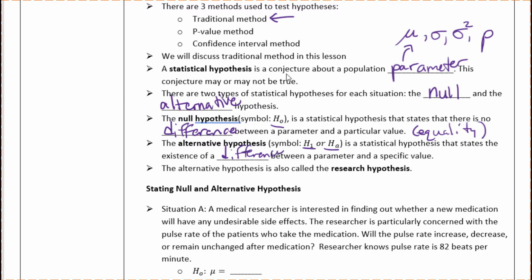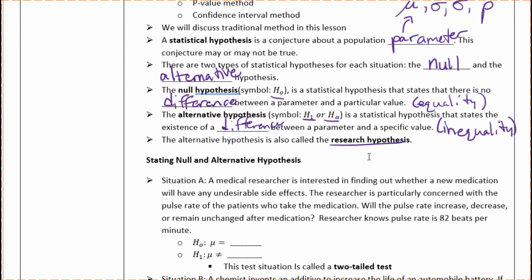So if H0 is a statement of equality, HA is a statement of inequality. The alternative hypothesis is also known as the research hypothesis because this is the hypothesis that you're interested in studying. Okay, so we're going to look at a situation now so that you can see what we mean by that.